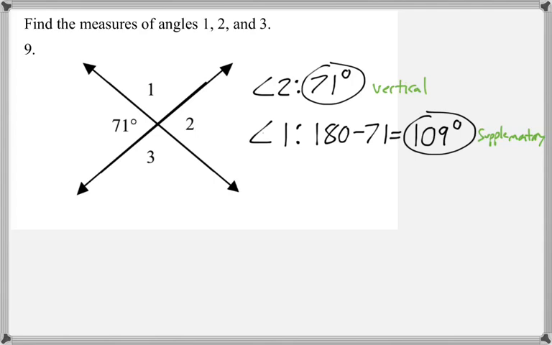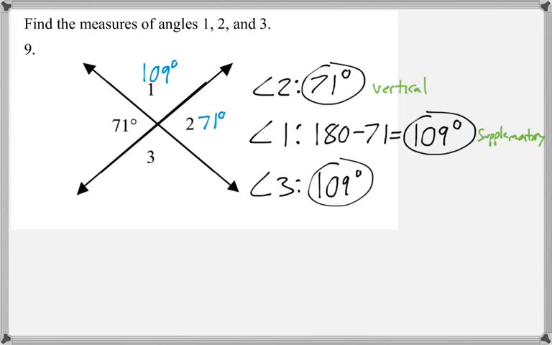Let's see, so we know that this is 71. We know that this is 109. So then we actually know what angle 3 is, because the 109 and the angle 3 are vertical angles, so they have to be the same. So this is also 109 degrees, and that's because it's vertical of angle 1.